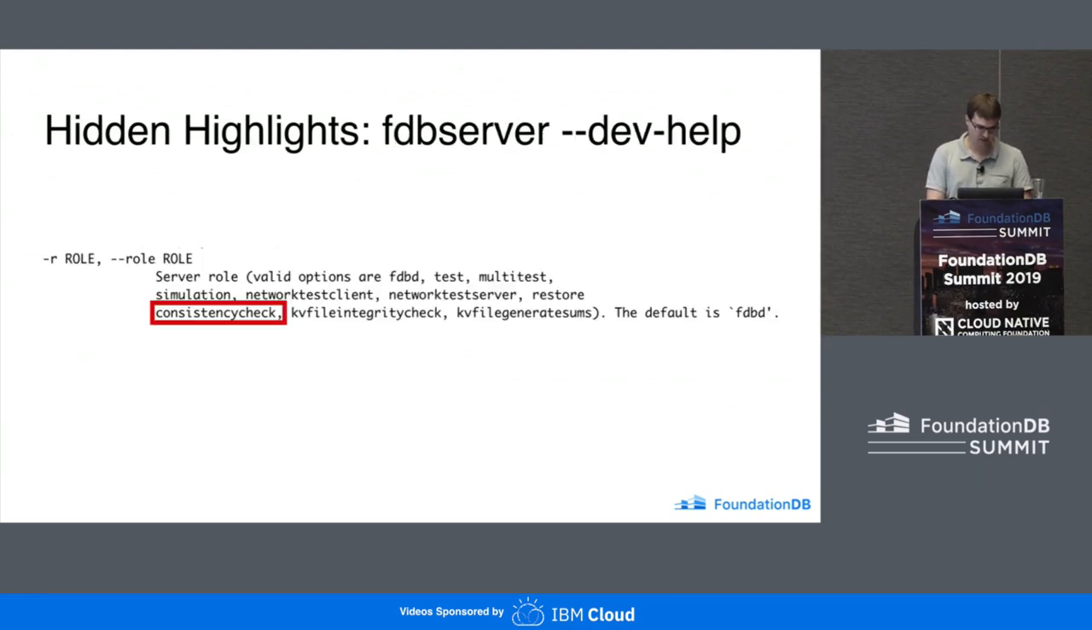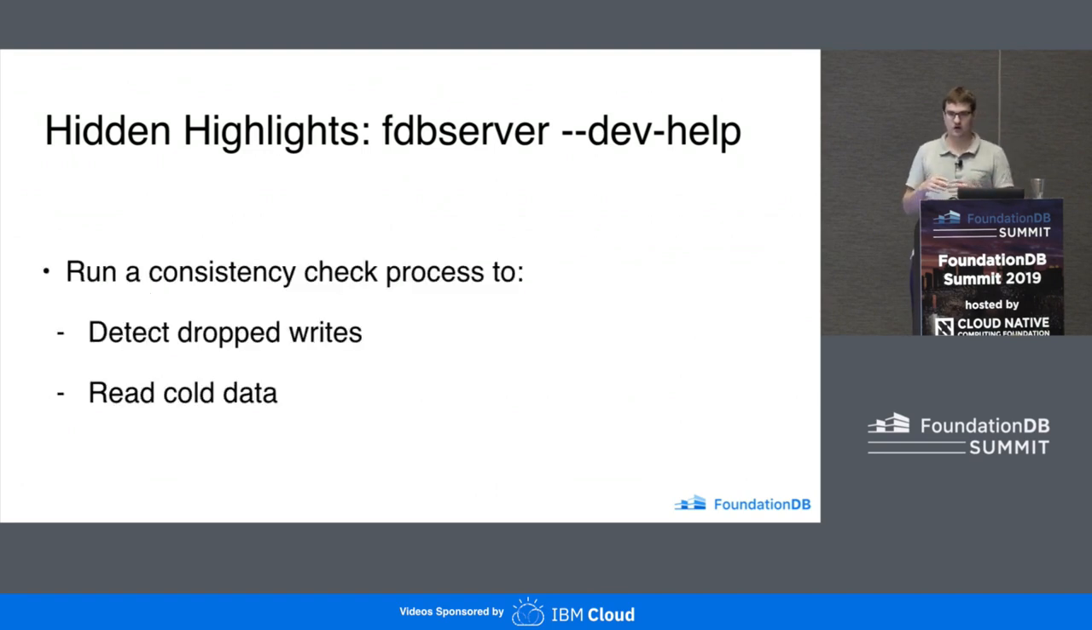I have one other one of these, and that's basically hidden in the depths of our dash dash dev help on FDB server, where you'll see that there's this consistency check option. So what this is going to do is have a process that's slowly scanning the key space and comparing all the replicas of the data. And basically, it's saying, let me read for this shard and check at all three replicas. Are they all the same? And so FoundationDB itself, that's our whole job, is making sure it's consistent.